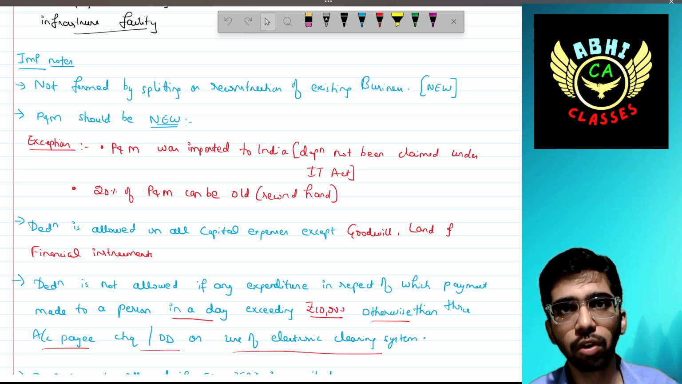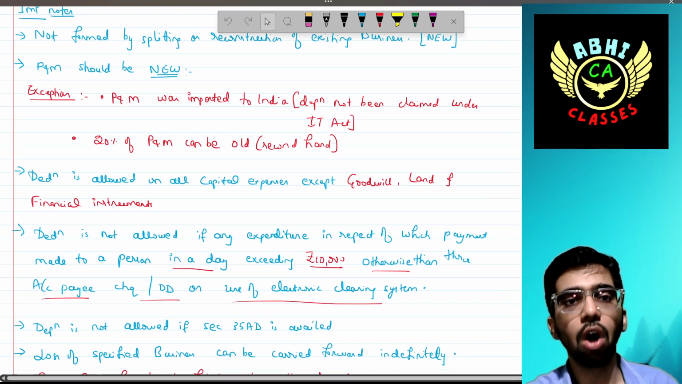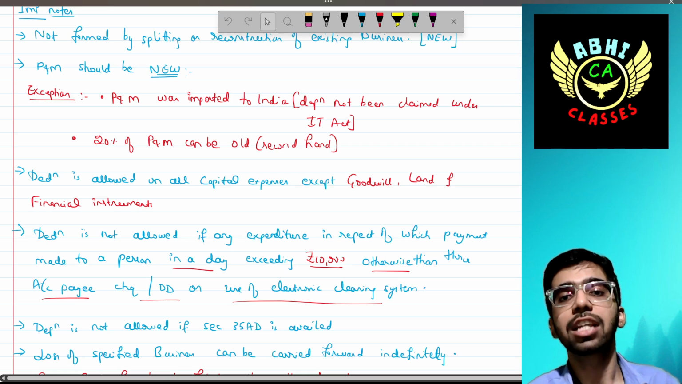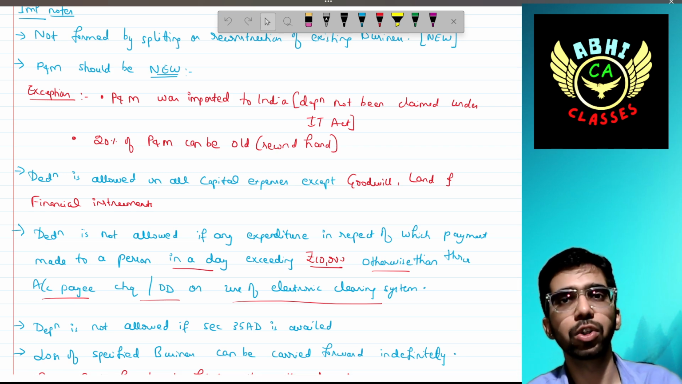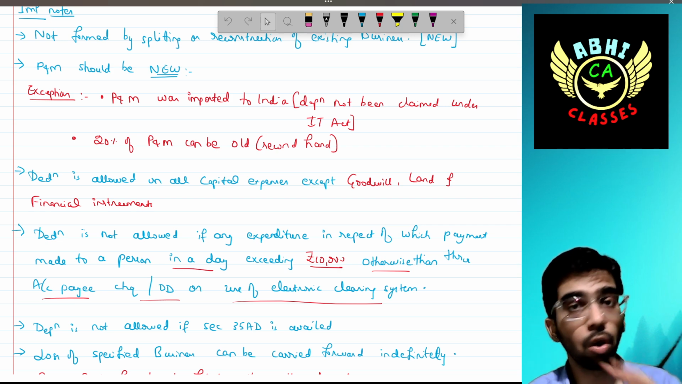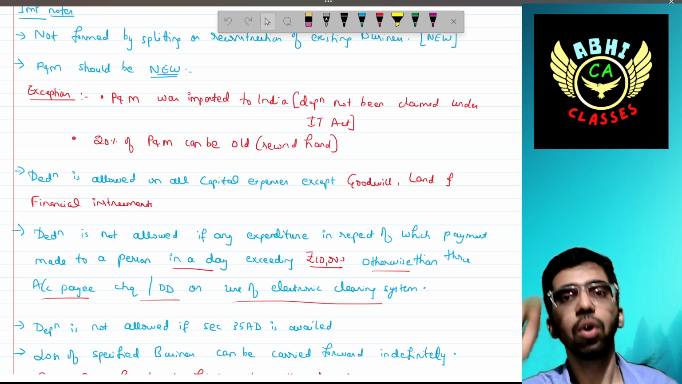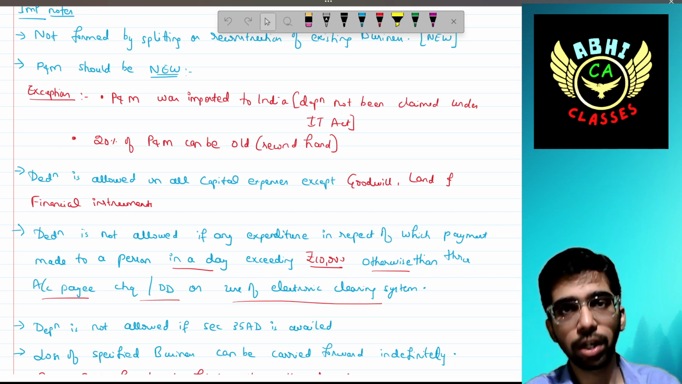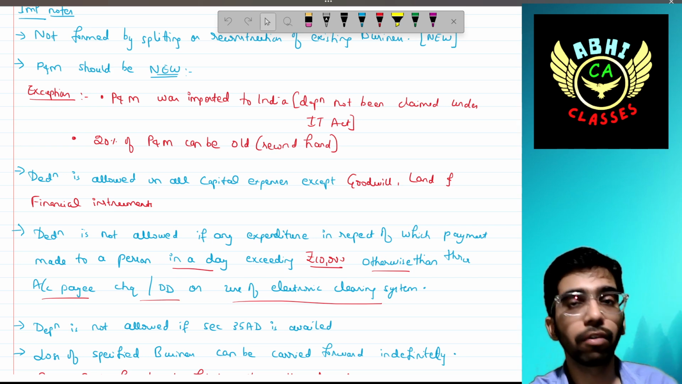I hope you are considered, because the next deduction is allowed on all capital expenditure except the goodwill, land, and financial instrument. Financial instrument means shares or mutual funds or any of the units, etc. Deductions can be claimed only for the capital expenditures, not on revenue expenditures, and except for goodwill, land, and financial instrument, these deductions cannot be claimed.